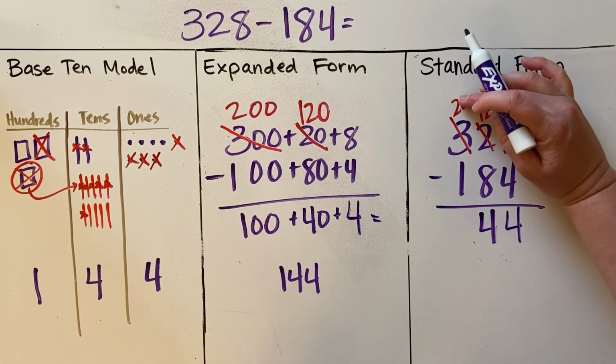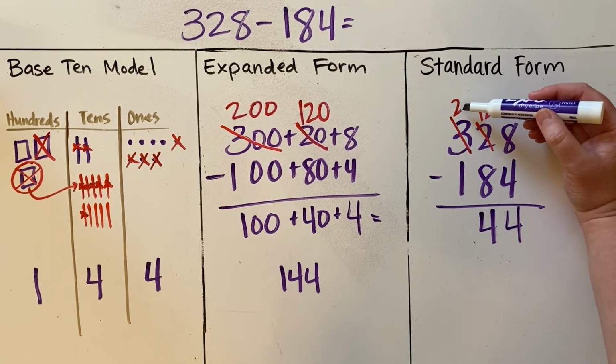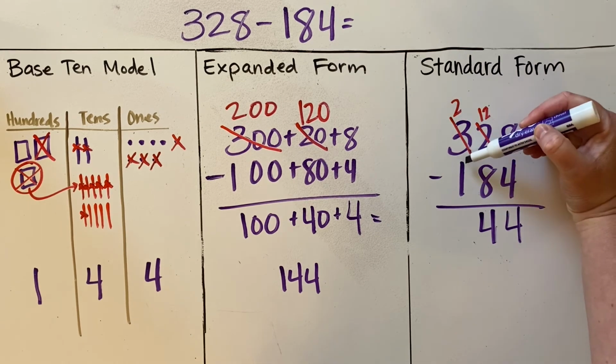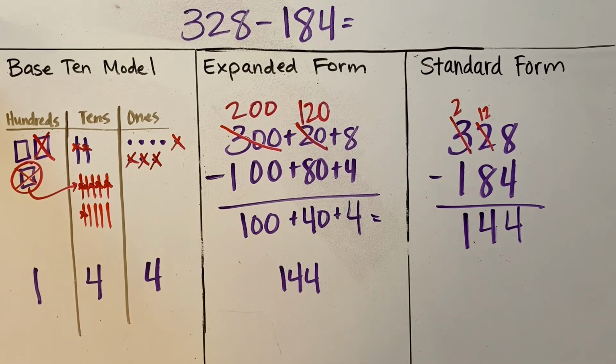And if we take off those zeros, so it's maybe not so confusing, we did 12 minus 8 to be 4, and then 2 minus 1, so 200 minus 100, to be 100. So there's our 144.